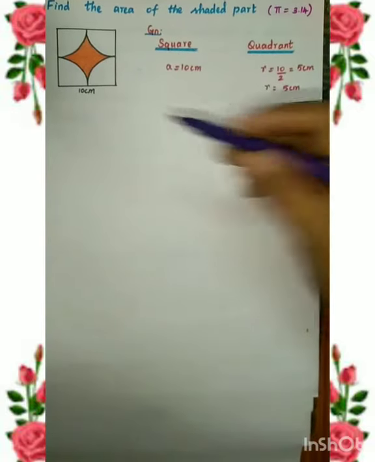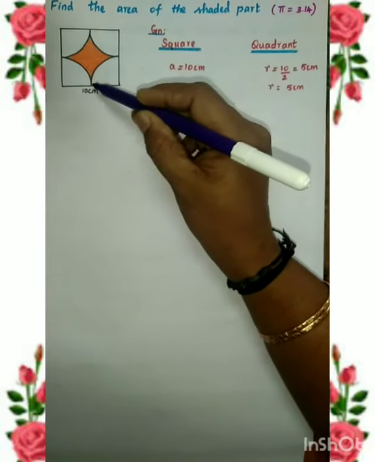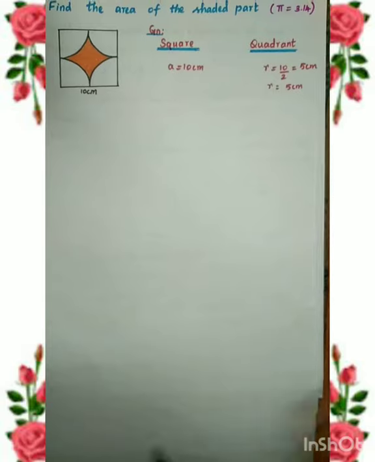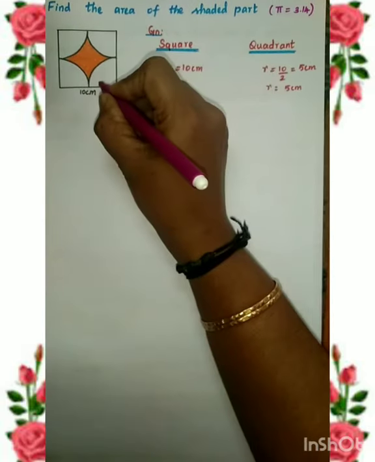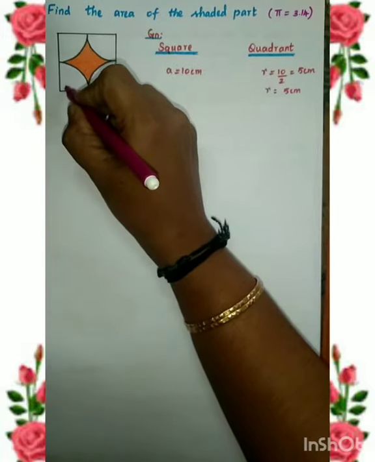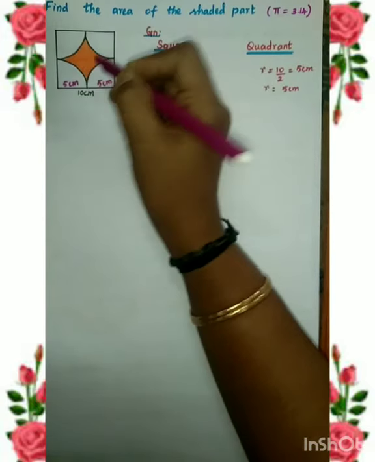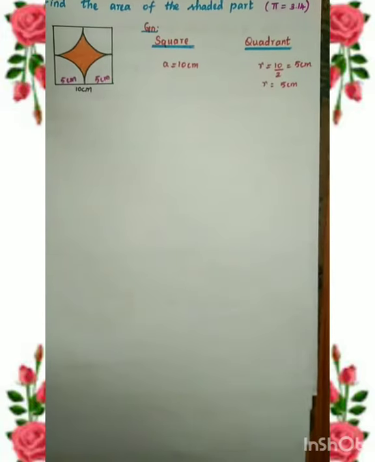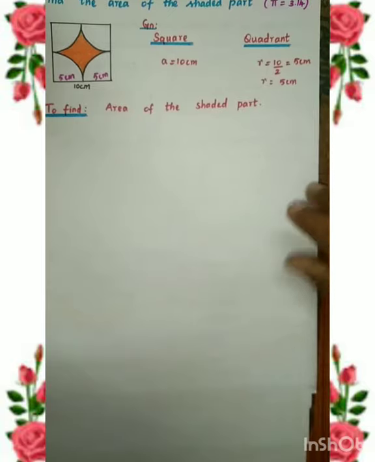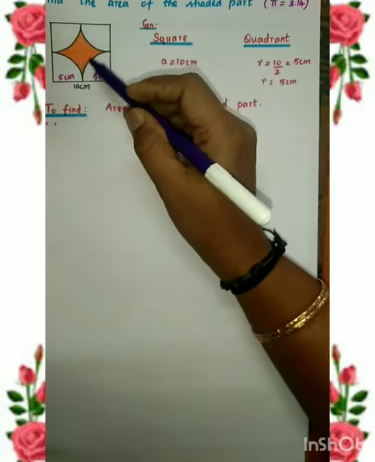For the quadrant, this portion will be the radius. Totally 10 centimeter means this portion will be 5 centimeter, and this side also 5 centimeter. Therefore, the radius of the quadrant is 5 centimeter. Now we are going to find the area of the shaded part. Shaded part means that middle portion.